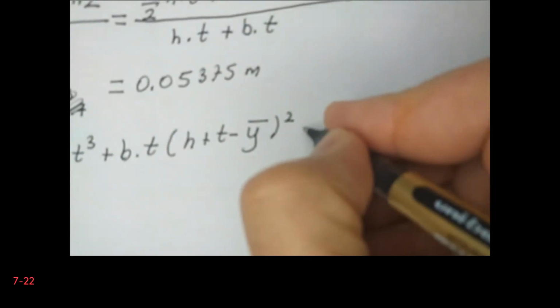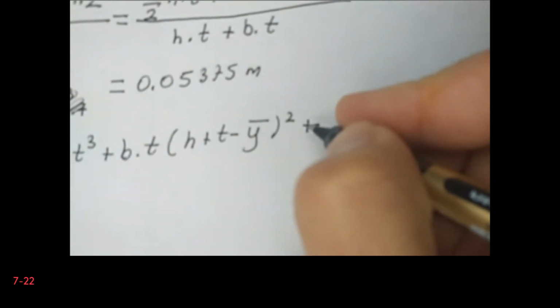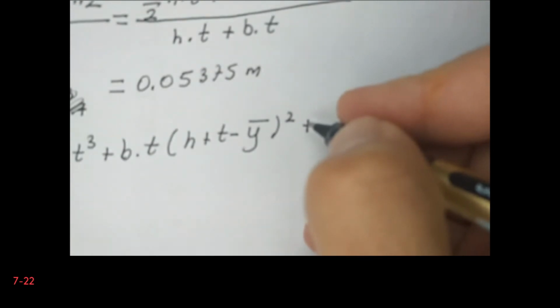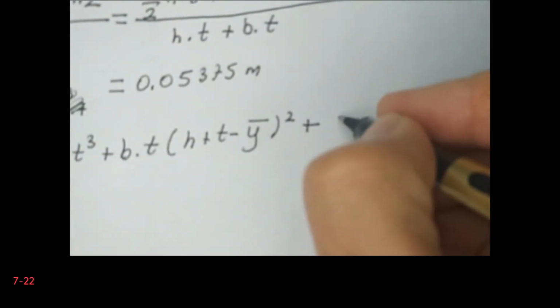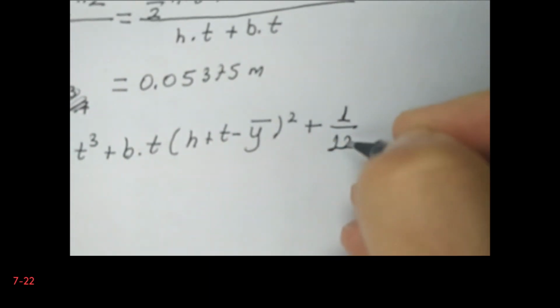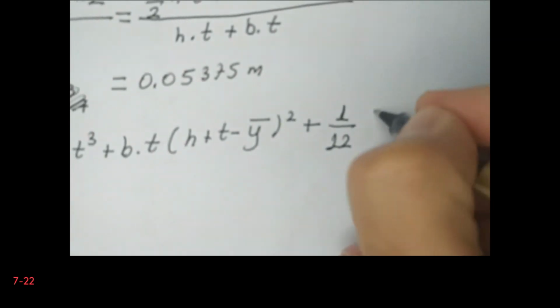plus the moment of inertia of the vertical part, that is 1/12 t h cube plus, now we will shift the centroid to the neutral axis, that is area t times h multiplied by the distance of the centroid to the neutral axis, and that is h divided by 2 minus y bar squared.